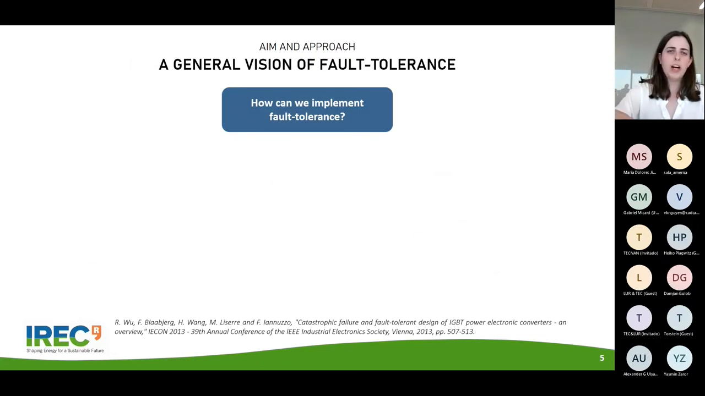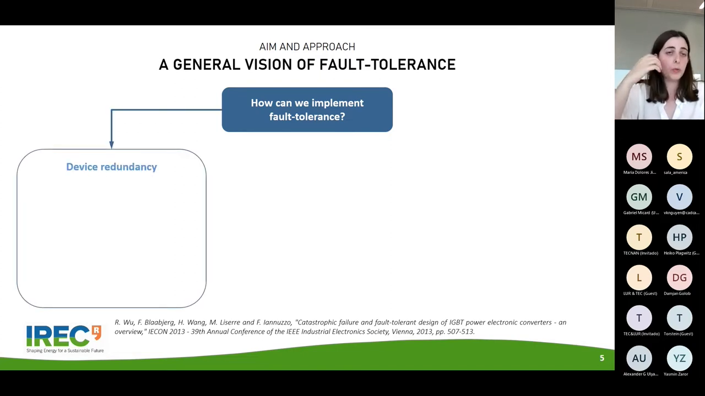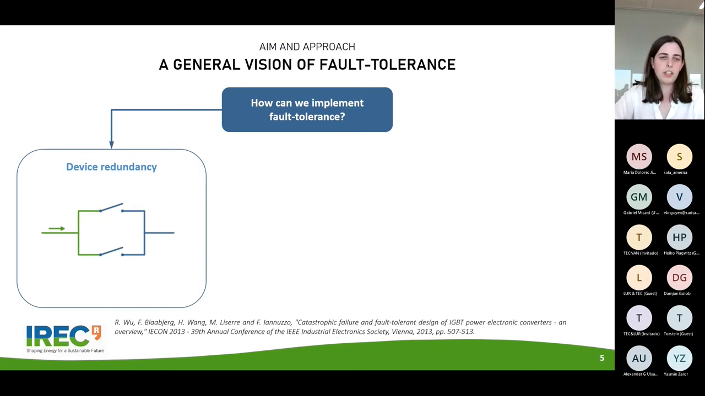So how can we implement fault tolerance? Well, there are three main approaches to it. The first one is having device redundancy, which relies on having devices, well, switches, in parallel in the converter. For instance, if we look at the picture, if we wanted to transmit the energy from one point to the other, we can have both of the switches closed, but in case one of the switches fails, the current path is still available and we would still have energy flowing through the circuit.